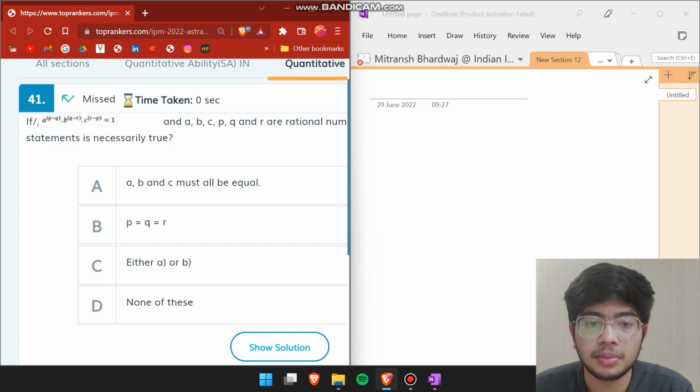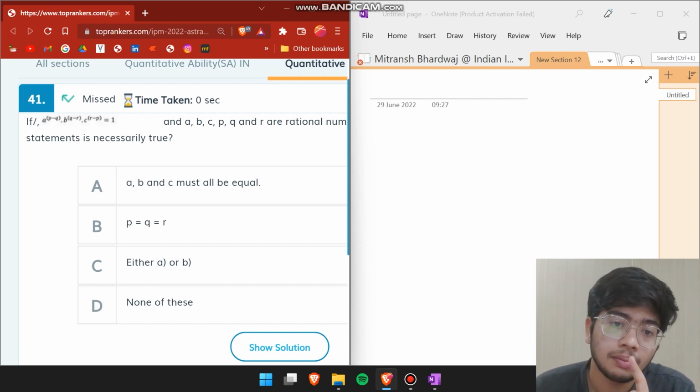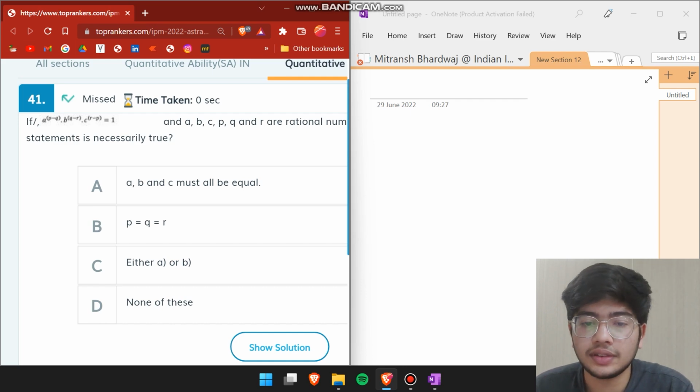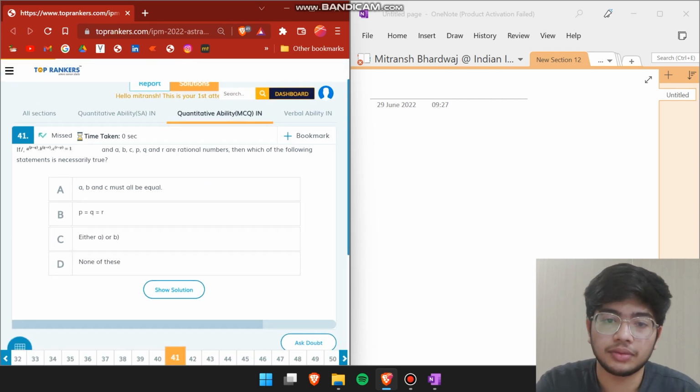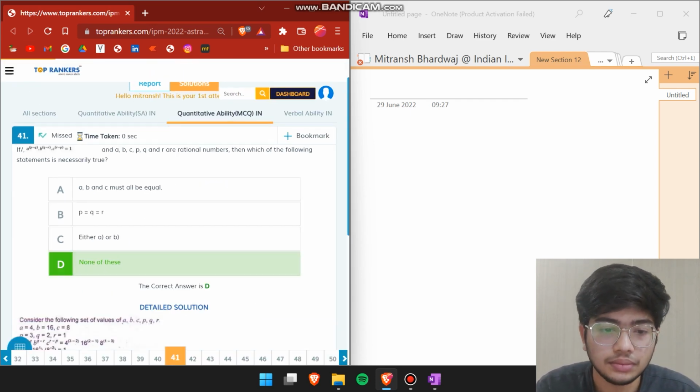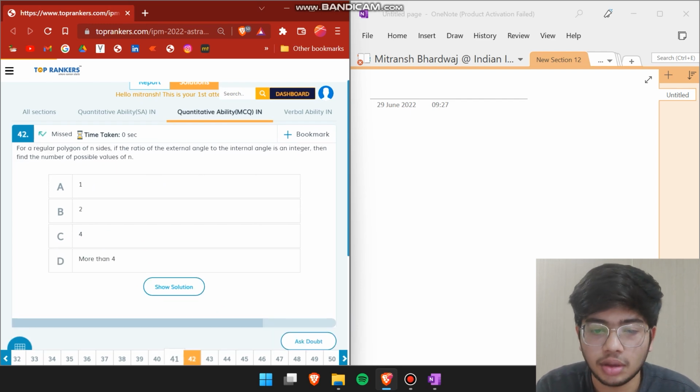Now, if I have P minus Q as 1, Q minus R as 1, and R minus P as minus 2, I'll be able to solve and find out that both the conditions A and B should not be true. So the answer to this question is none of the above. Let's see. Here it is. The answer is none of the above.